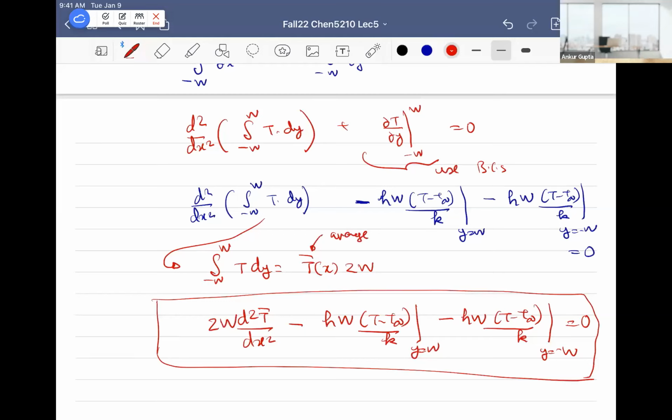So am I stuck now? I want to solve the differential equation for an average, right? But then I have a local temperature. I need it at y equals w and y equals minus w. Yeah, that's a great point. So these two values should be the same, so we can add them and it becomes twice. But let's take a step back. Let's not go there yet. What do you think about how do I proceed? This is a local temperature and this is an average temperature. So I'm stuck. What do I do now?